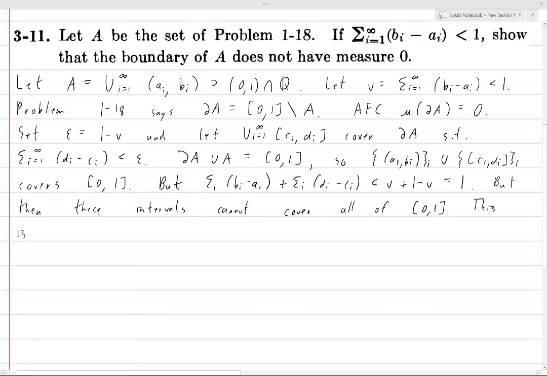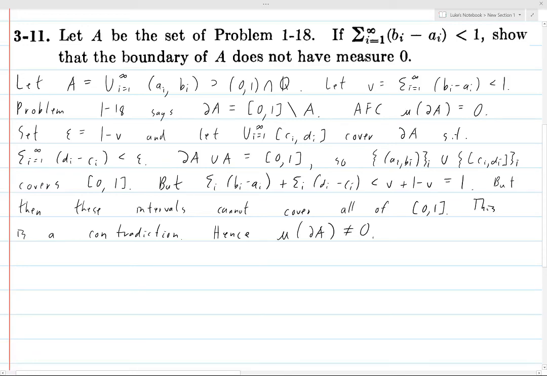This is a contradiction, and hence the thing that we assumed cannot be true. It cannot be the case that the measure of the boundary of A is 0, so the boundary of A must not have measure 0.